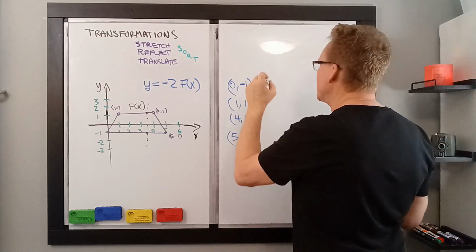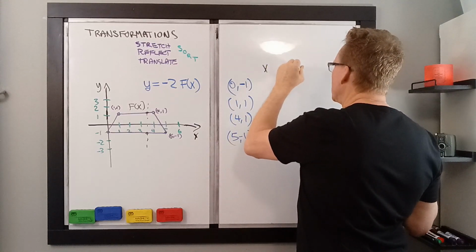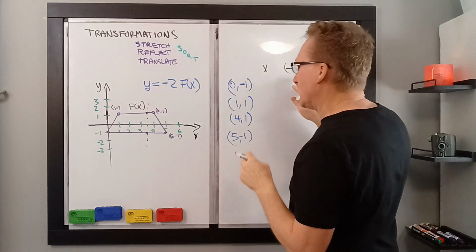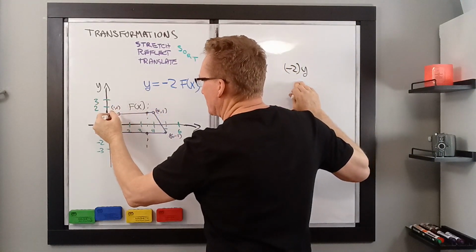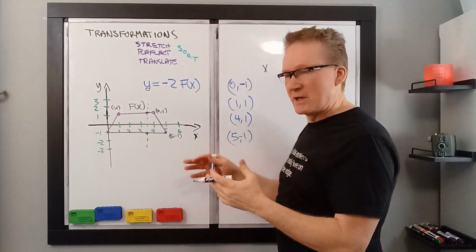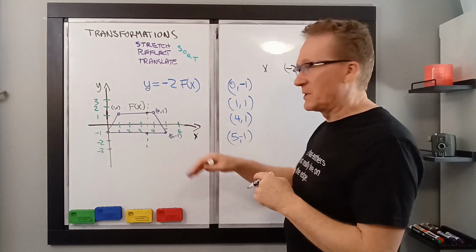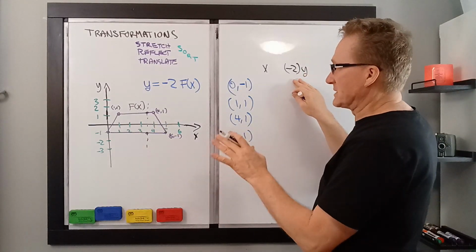So the x value stays the same. Here we just write the x value, and for the y value, we go -2 times y. That's all you have to do. You can actually take this, stretch it, so that this point would go to here, and then flip it. You can do that step by step, but it's going to take you a little while on the more complicated functions or relations. Or you can just do this, which makes it a lot simpler.